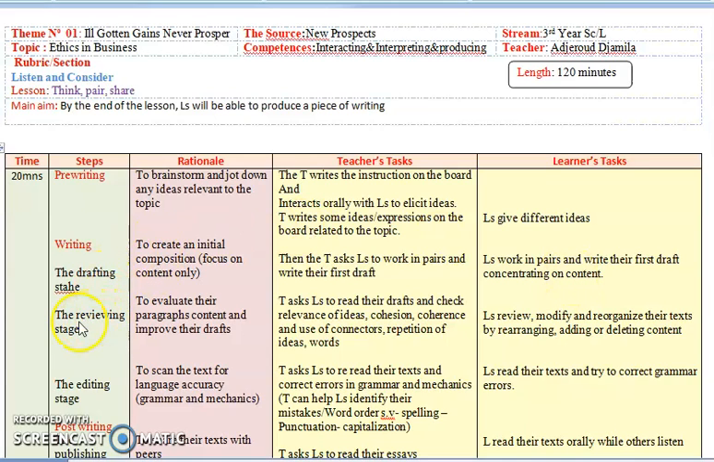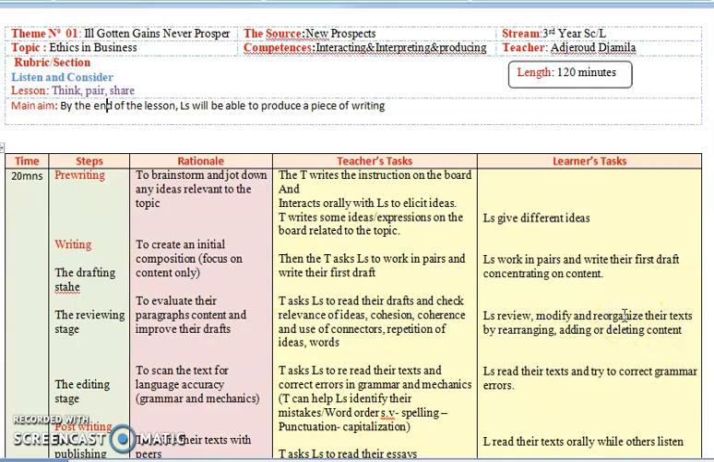The second stage in the writing phase is the reviewing stage. The rationale behind the reviewing stage is to evaluate their paragraphs' content and improve their drafts. The teacher asks learners to read their drafts and check relevance of ideas, cohesion, coherence, and use of connectors, repetition of ideas, words. So here they will do a first correction for their writing. So learners review, modify, and reorganize.